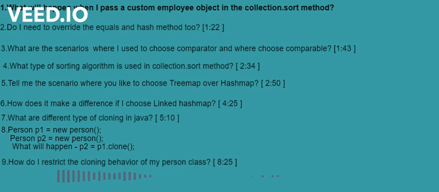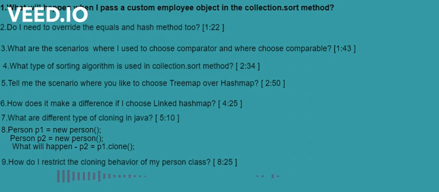comparable or comparator, where we will decide, as per the requirements, whether Employee should be sorted as per the ID, the salary or the name. So we have to write those methods accordingly as per our requirement, and we have to pass that comparator object to our Collections.sort method.